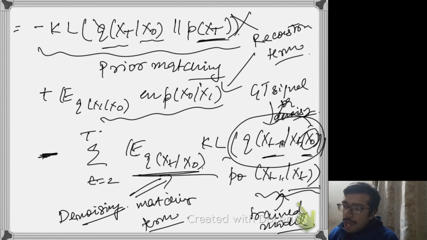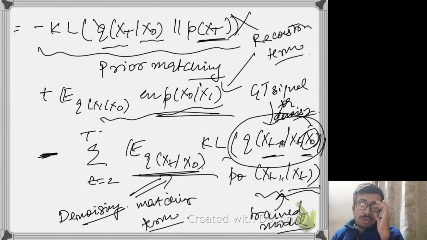And if I look at the reconstruction term, we already know how to train that from the usual VAEs: given x0 I can sample x1 and then try to reconstruct back x0, and that will give me the reconstruction term. Again, we can use the reparameterization trick to backpropagate through the sampling step.